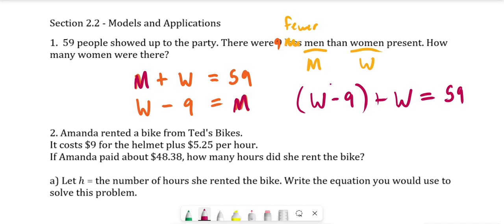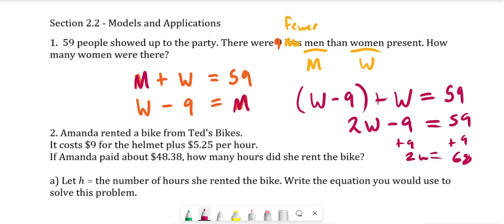We have w plus w, that's 2w, minus 9 is equal to 59. And adding 9 to both sides, we get 68. And dividing by 2, we get the number of women, which is 34. Now, we can then go back into our second equation, w minus 9 equals m, and say that means that 34, again, we're substituting because we now know what w is equal to, so we can replace w with 34 and subtract 9 to get the number of men, which is going to be 25.